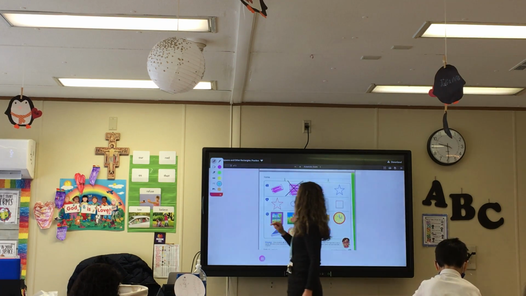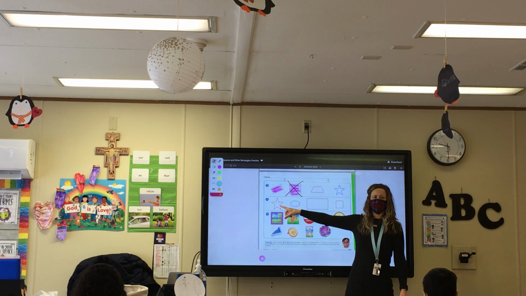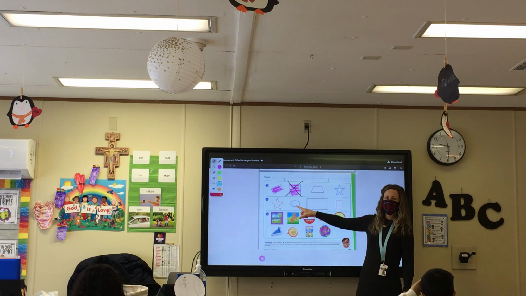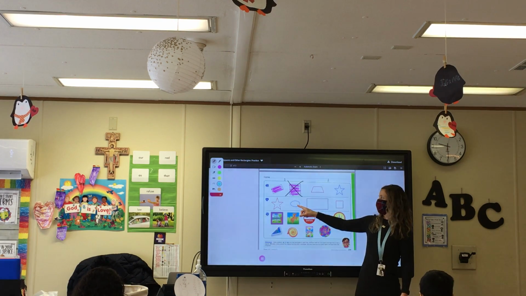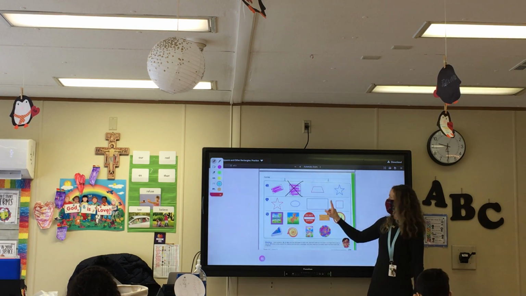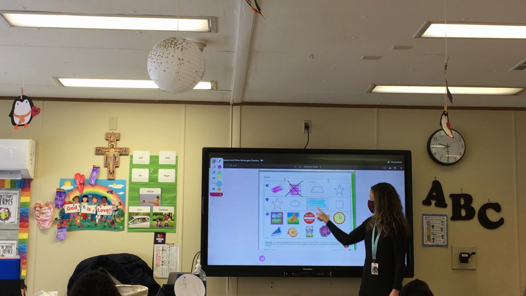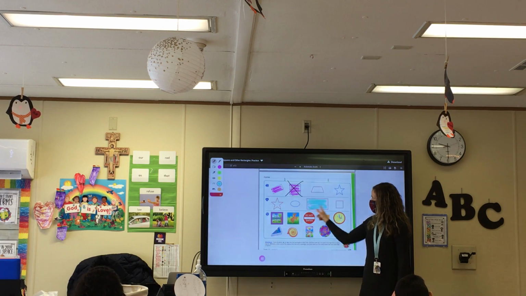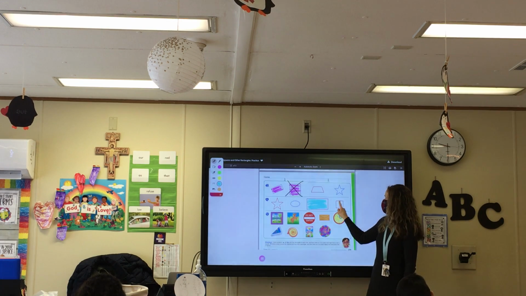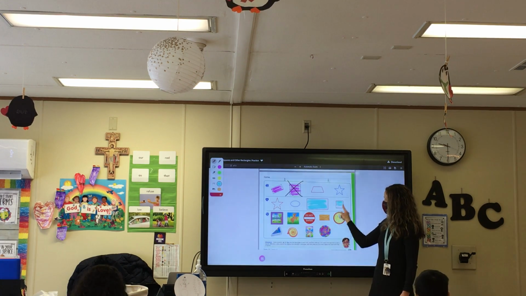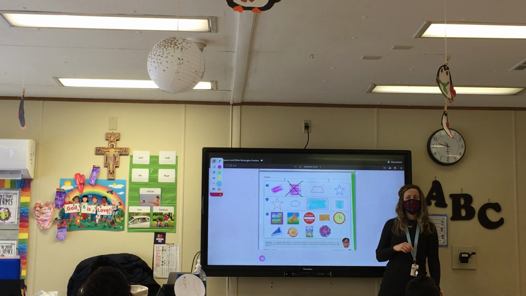All right, let's go through row number 4. Which ones are rectangles? First shape, yes or no? No? Okay, next one? Okay, what's this one called? Victoria? Oval, very good. Okay, what about this one? Yes, that's a rectangle. It's a big rectangle. Okay, last shape, what are we going to do? Color yes or no? Yes. Rectangle.